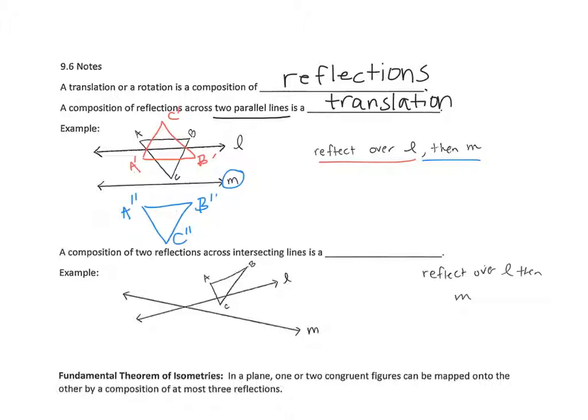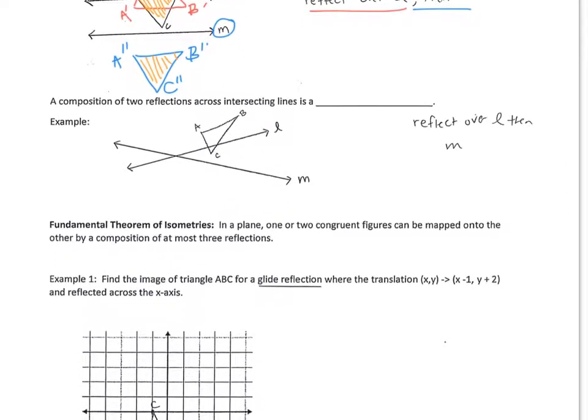So what happens is, if you look at the first picture, A, B, C, and you compare it to the second picture, A double prime, B double prime, C double prime, you can see that it looks like it's just been translated. It's just been shifted. That's what happens when you have two parallel lines. Now, when you have two intersecting lines, here's what happens. A composition of two reflections across intersecting lines is a rotation.